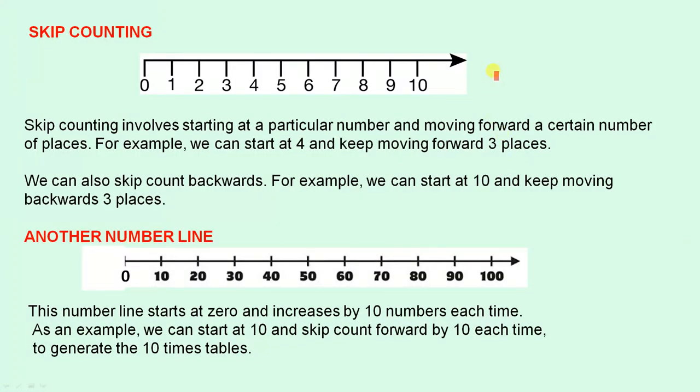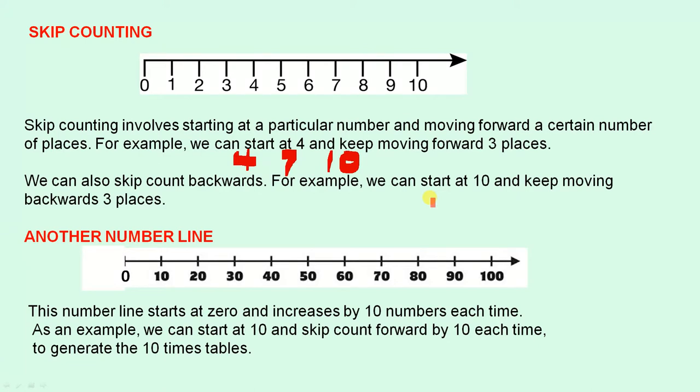Skip counting. Skip counting involves starting at a particular number and moving forward a certain number of places. For example, we can start at 4 and keep moving forward 3 places. So for example, if we start at 4, we move forward 3 places to take us to 7. We move forward another 3 places to take us to 10. And we keep doing that. And we keep moving forward as far as we like.